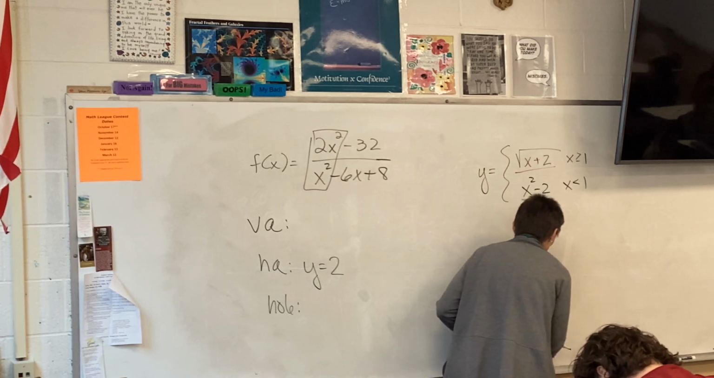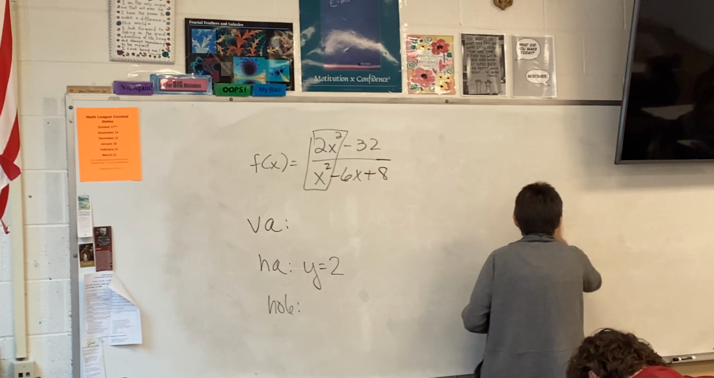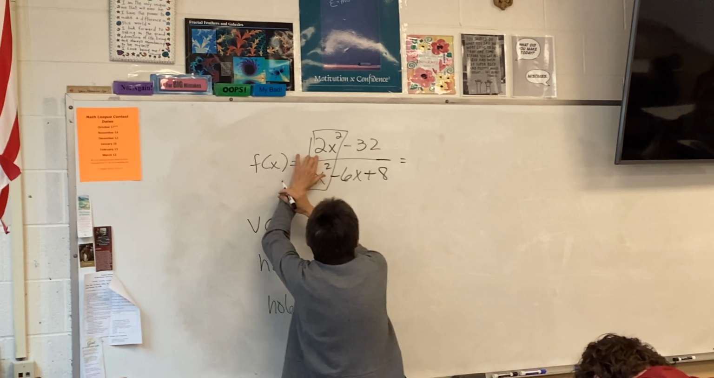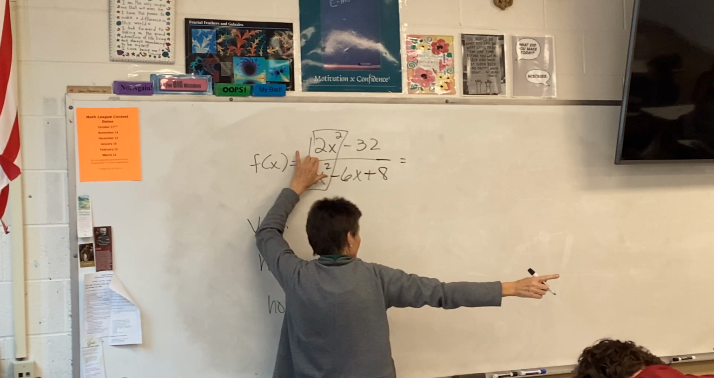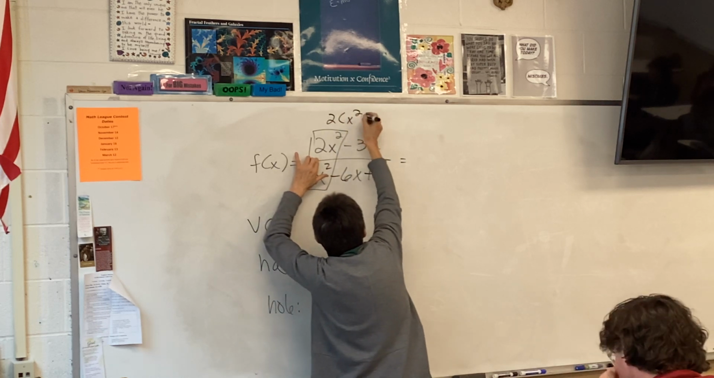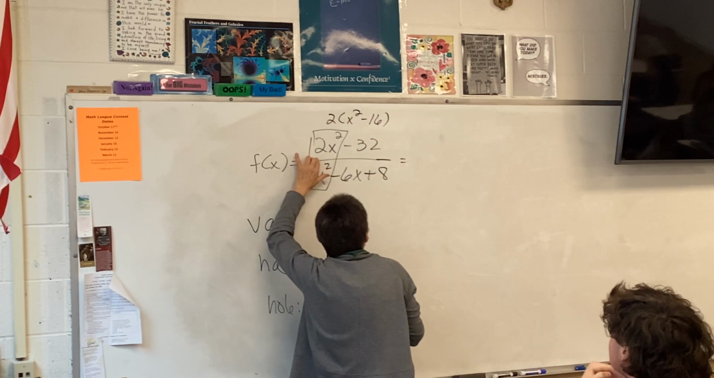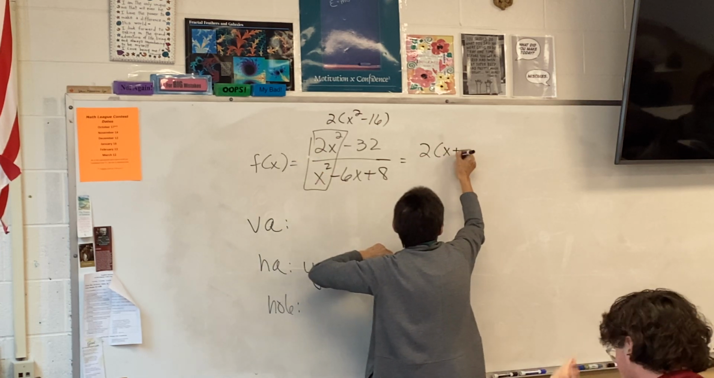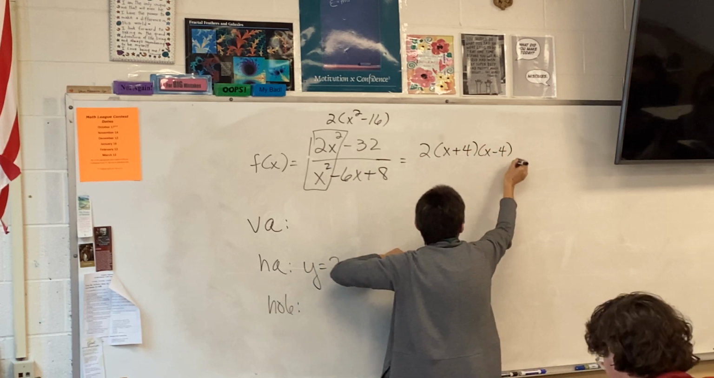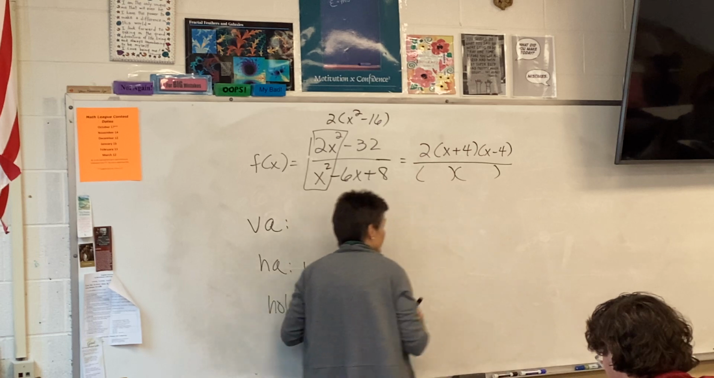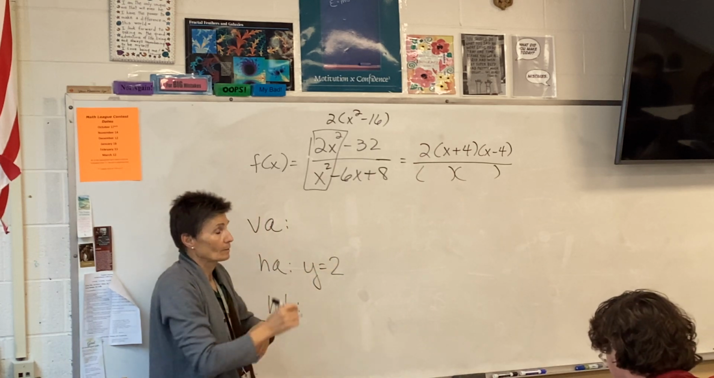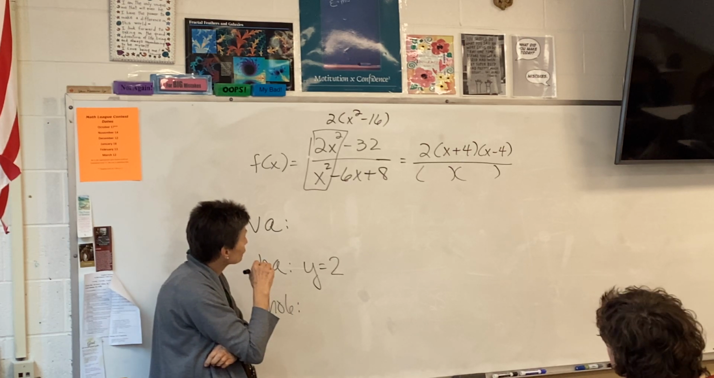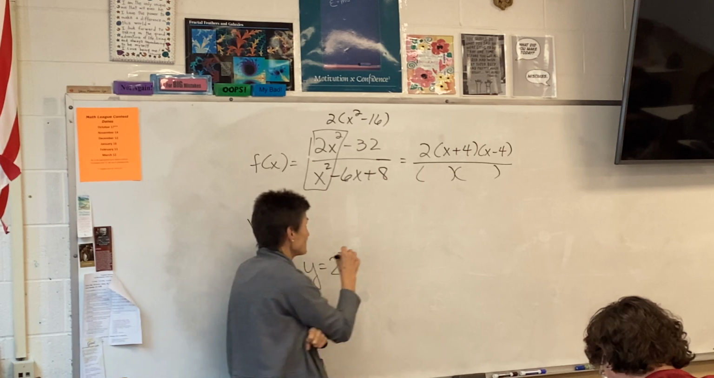So look at it. What do you think about factoring the top? Take out a GCF. If I take out a 2, I'm going to be left with x squared minus 16, which is x plus 4, x minus 4. What about the bottom? The quadratic is prime. Wanna be 4 and 2. Minus 4, minus 2.